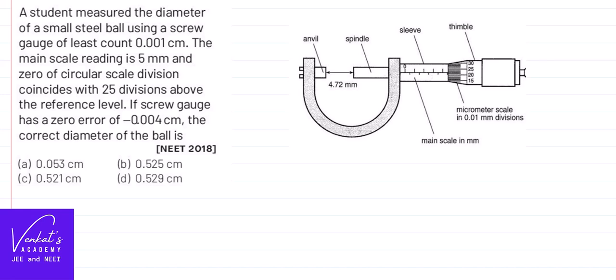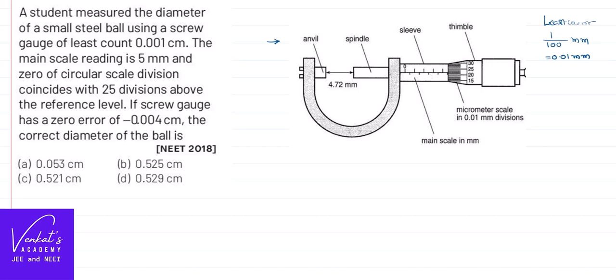In this video, we are solving a problem from the screw gauge. First of all, you need to know that a screw gauge is a device that is able to measure things accurately up to 1 by 100th of a millimeter, or 0.01 millimeter. That is called the least count of the screw gauge.